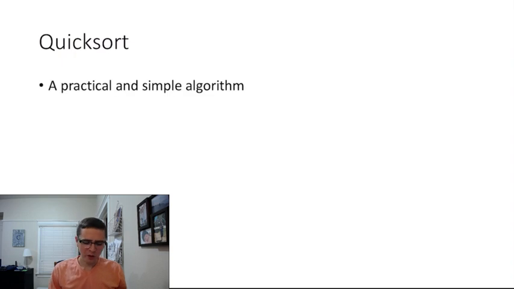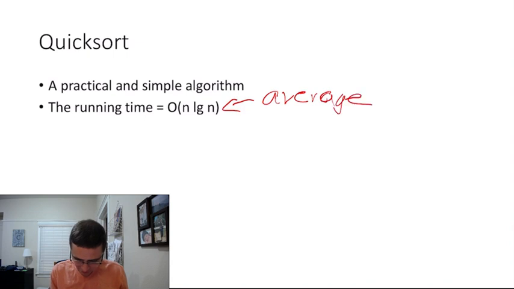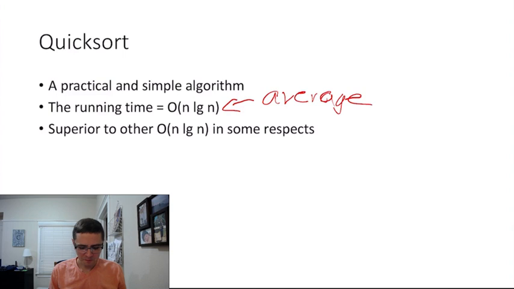Alright, so why quicksort? It's a very simple algorithm. The running time is going to be, a preview here, an average running time. Average is going to be big O of n log n, just like merge sort's average was big O of n log n. Merge sort's worst case and best case were also n log n. Those will be different for quicksort, as we'll see.